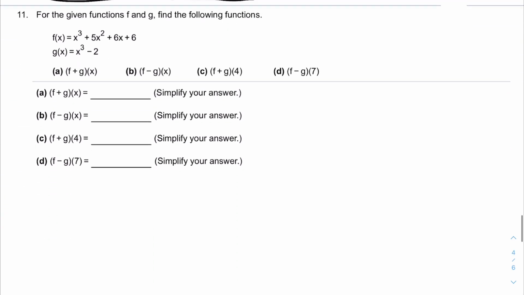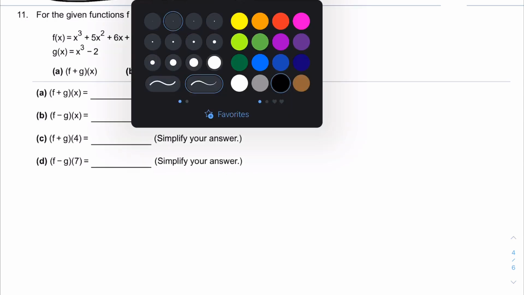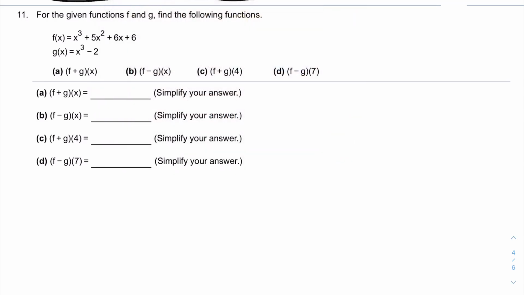Almost there. Last one. Here we go. I'm using my same old colors again. I'm going to use red for f of x, and I'm going to use green for g of x. Okay, so this first one is asking for a similar thing as last time, but the functions are different, so it changes the problems.